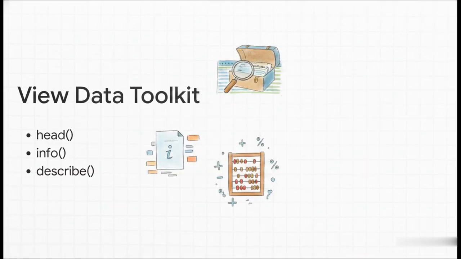Look, when you import a massive data set, you definitely do not want to print a million rows and just completely crash your screen. That's a nightmare. Instead, you use the viewing toolkit. The head function gives you a quick visual peek at the first few rows. Then there's the info function, which provides essential metadata, stuff like data types and missing values. And then there's my absolute favorite, the describe function. It instantly calculates summary statistics for your numerical data, literally doing all the heavy math so you don't have to.